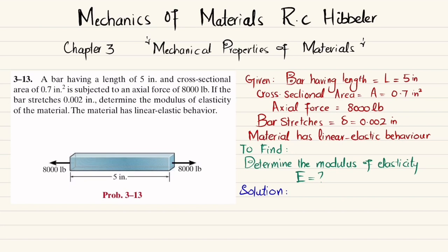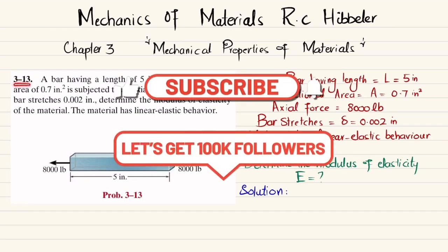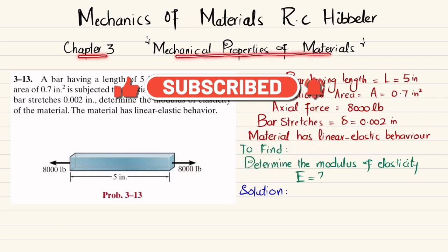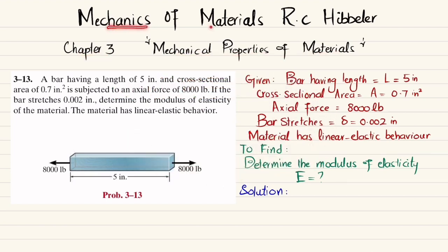Welcome back. In this video, we are going to solve problem 3-13 that is taken from chapter number 3, Mechanical Properties of Material, and the book name is Mechanics of Material by R.C. Hibbeler. So the statement is: a bar having length of 5 inch and cross-sectional area of 0.7 square inch is subjected to an axial force of 8,000 pound. If the bar stretches 0.02 inch, determine the modulus of elasticity of the material. The material has linear elastic behavior.